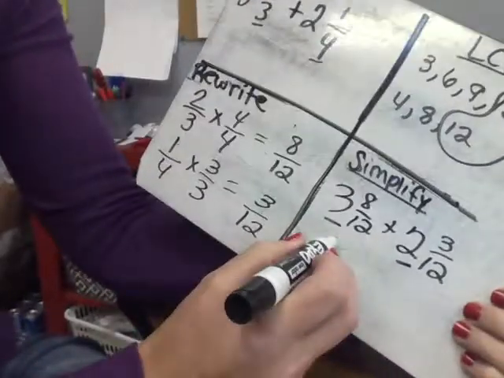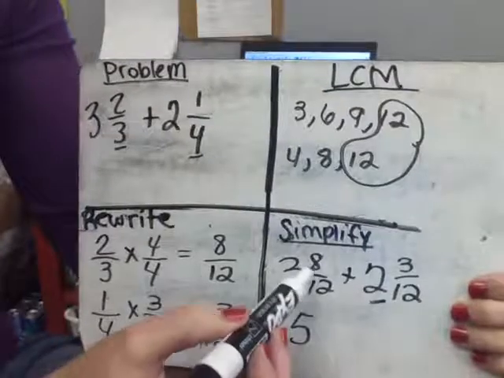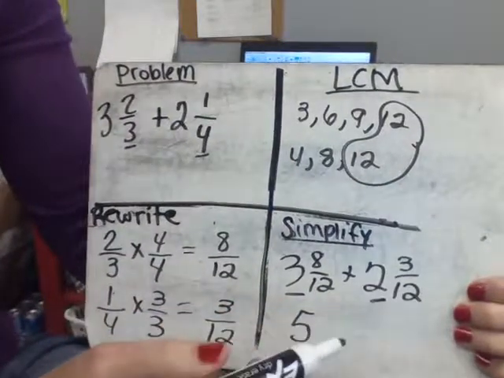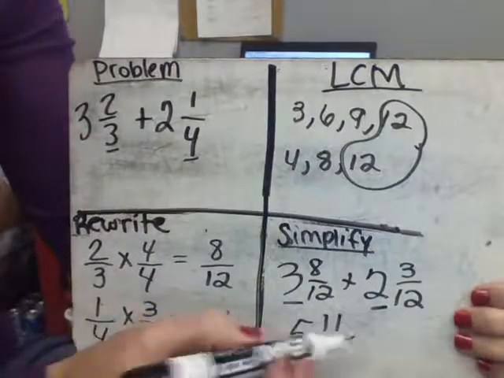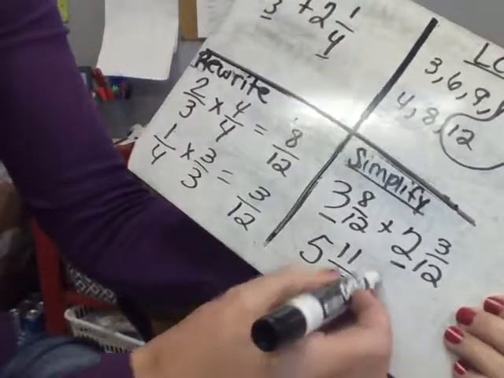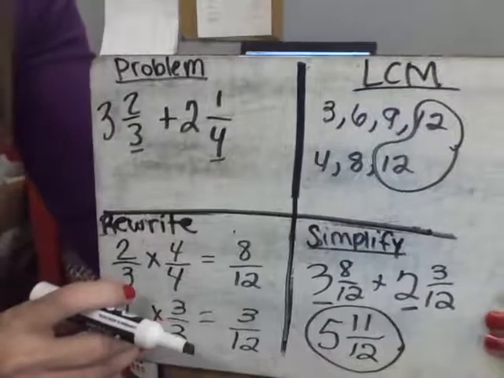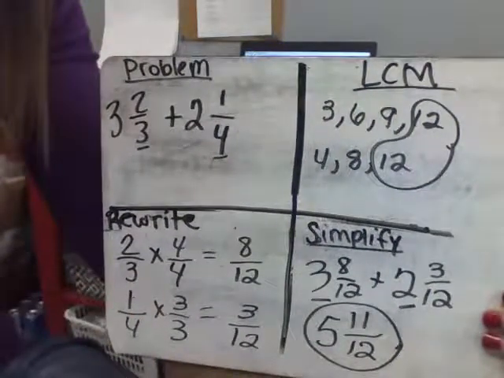3 plus 2 is 5. And your fractions, 8 plus 3 is 11. And then your denominator stays the same. And in this case, we do not have to reduce. So your final answer is 5 and 11/12.